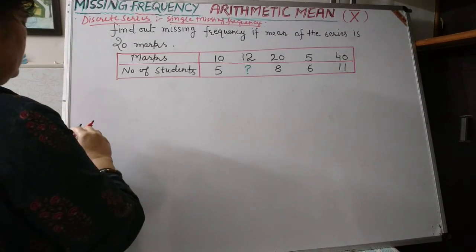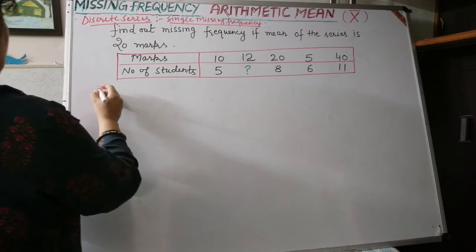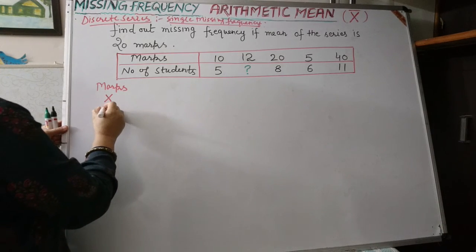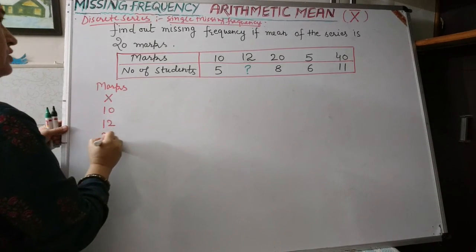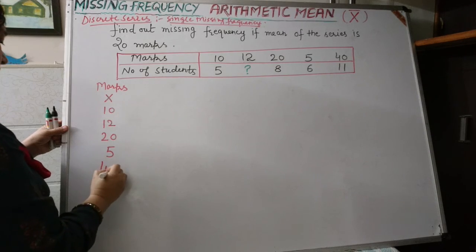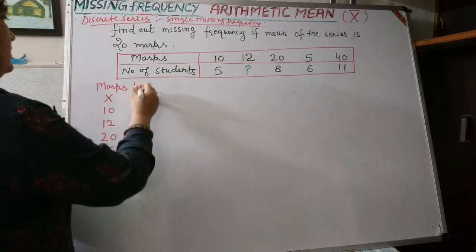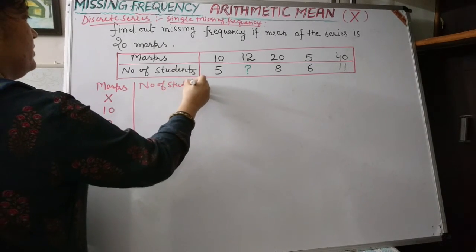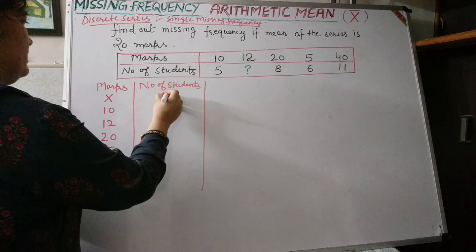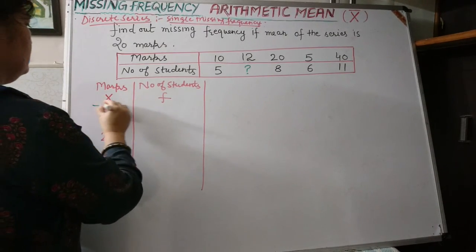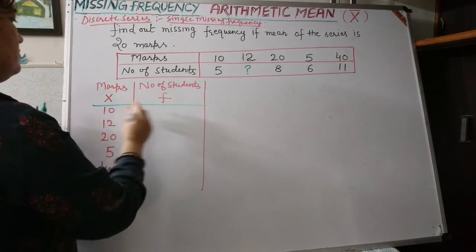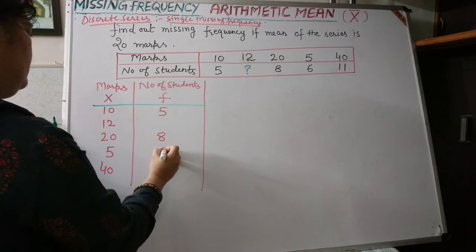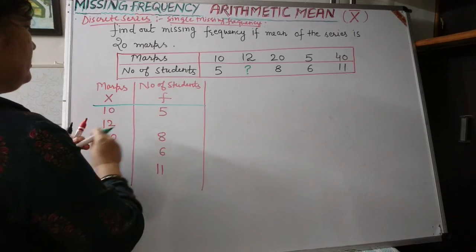So let us start. Here the values, marks, are given. Marks means the values of x are given: 10, 12, 20, 5 and 40. Then the number of students, it means f is given, which is 5, then missing frequency, 8, 6 or 11. So here frequency is missing.